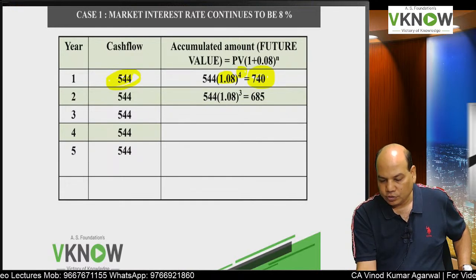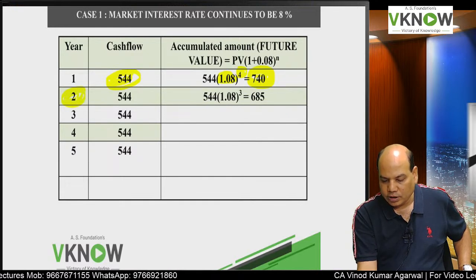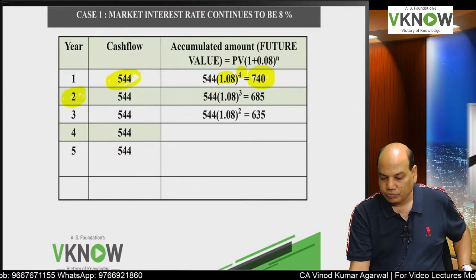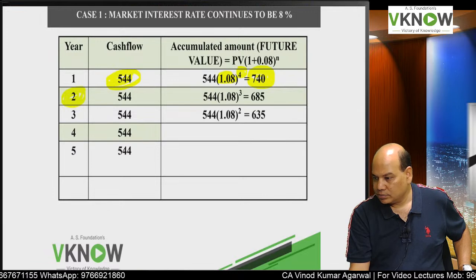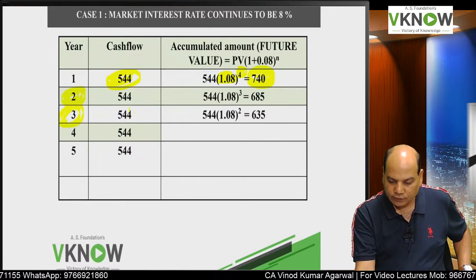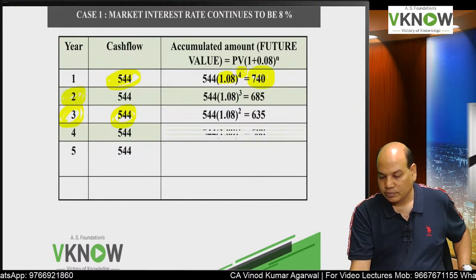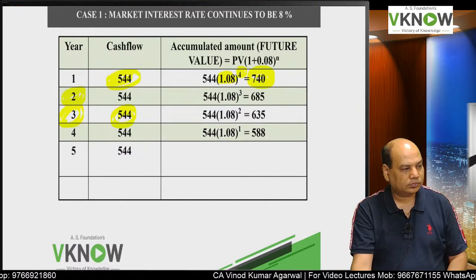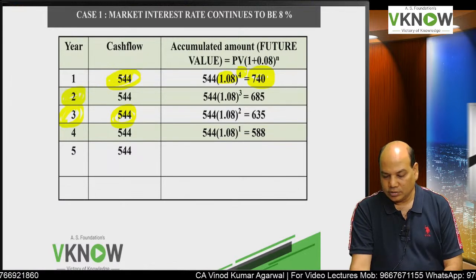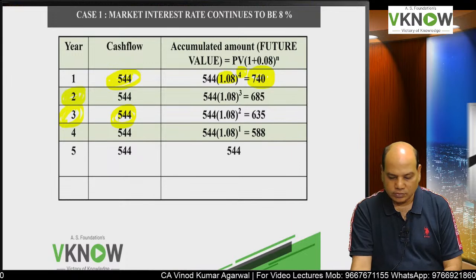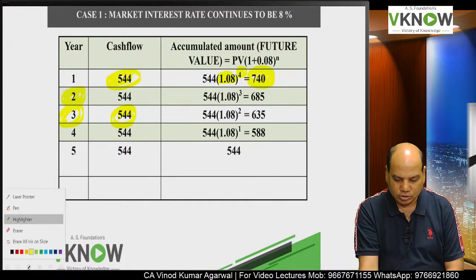This 544 which you will receive at the end of year 2 can be invested for 3 years. So you will get 685. This 544 you get at the end of year 3, you will invest for 2 years, 635, 588, and this is 544. Wait, one more thing. Don't take total.